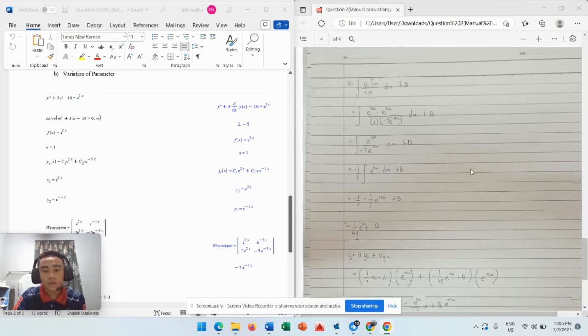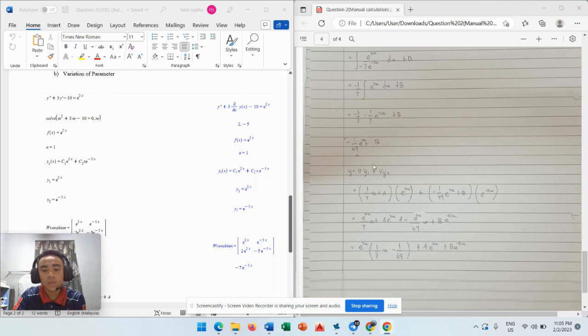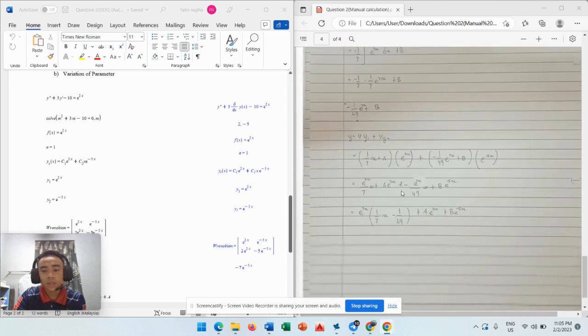After we get u and v, we substitute all the answer given to y equal to u y1 plus v y2. So we substitute it and we get the general solution of the answer is exponent bracket 1/7x minus 1/49 plus a exponent to x plus b exponent negative 5x.